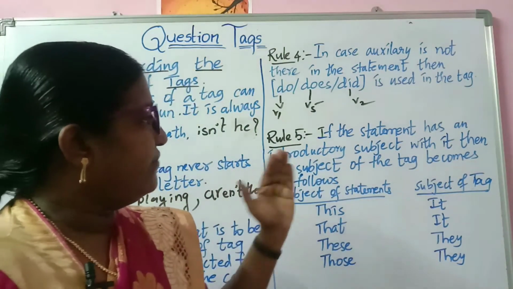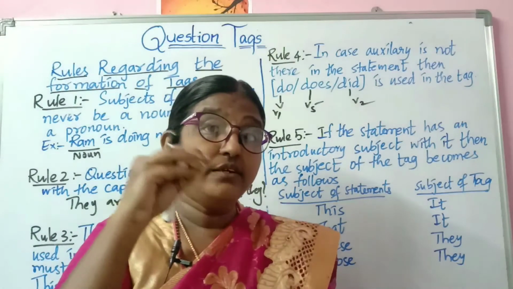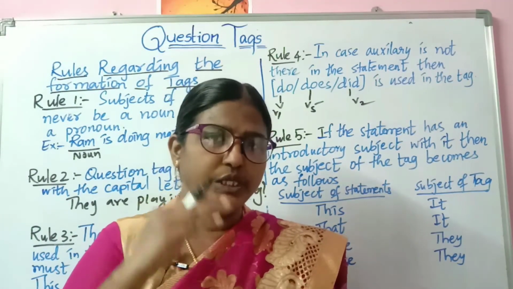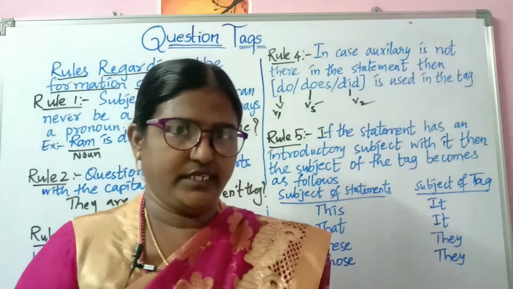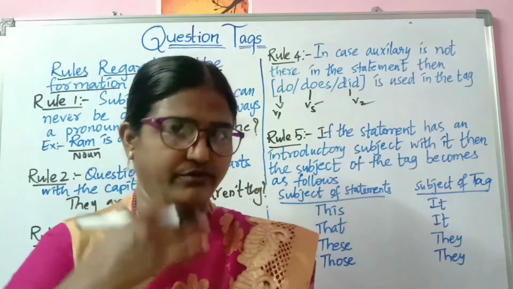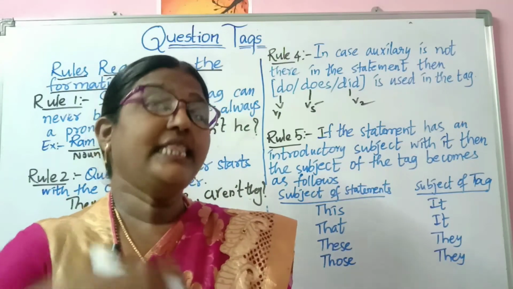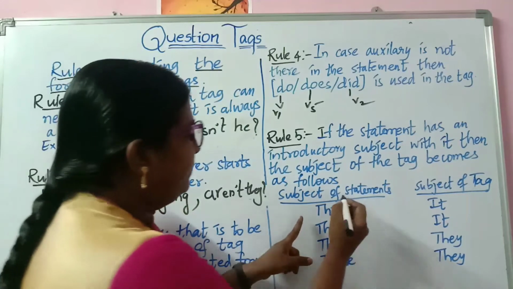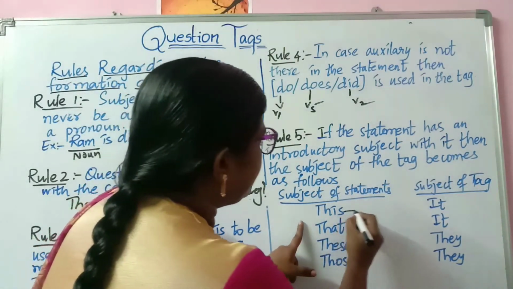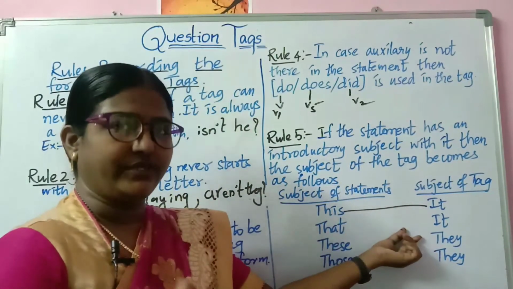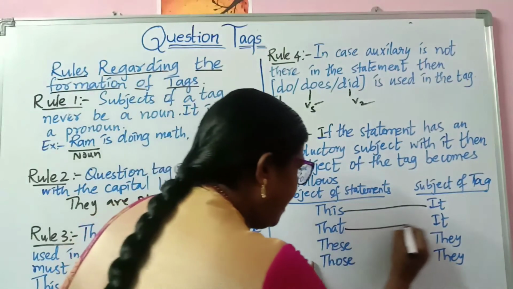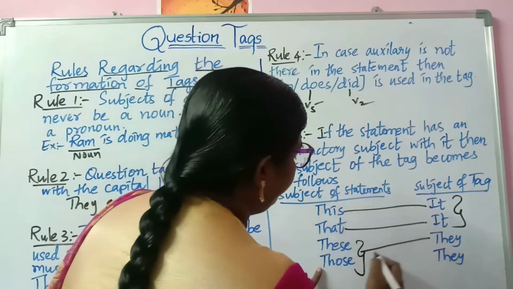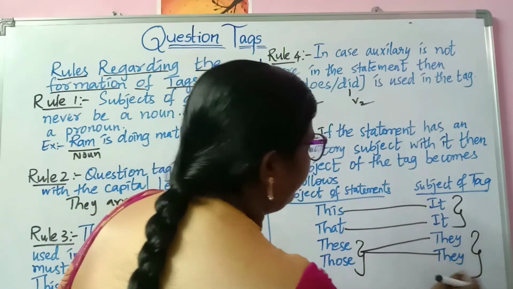Rule 5. If the statement begins with an introductory subject, with demonstrative pronouns, then in the question tag, we have to follow this. If the statement begins with this, we have to take it in the question tag. For that also, it. For these and those, we have to take they.